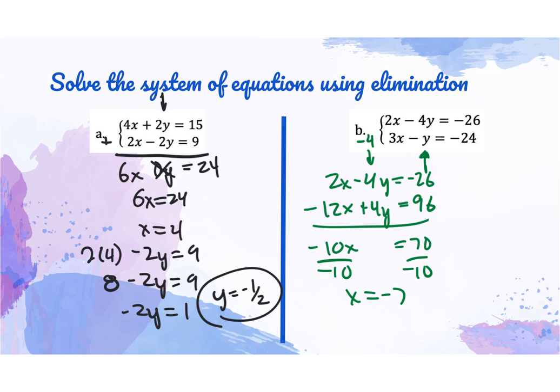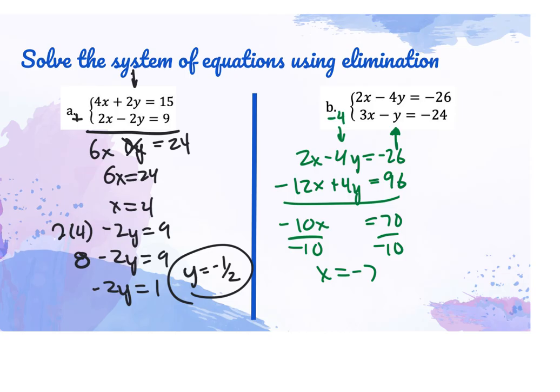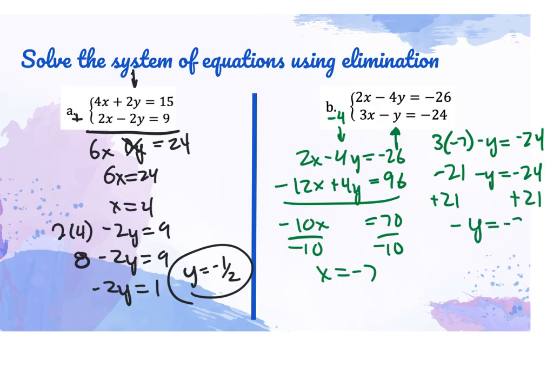So then substitute that back in. I'm going to want 3 times negative 7 minus y equals negative 24. So negative 21 minus y equals negative 24. Add 21 to both sides. Negative y equals negative 3. y equals 3. There's my answer.